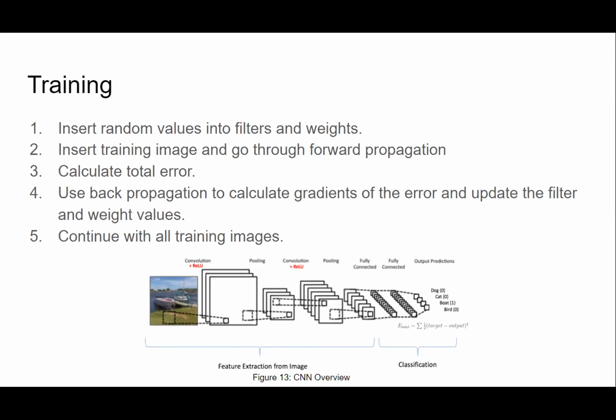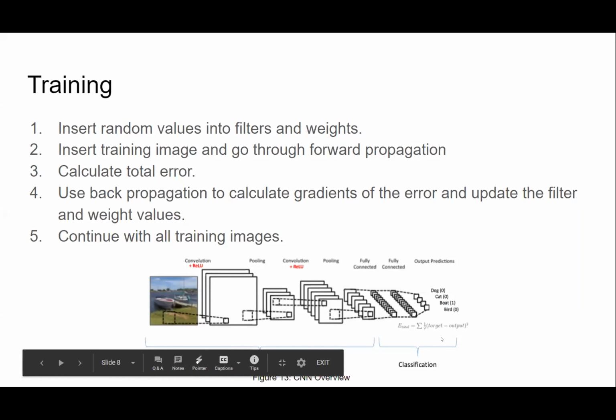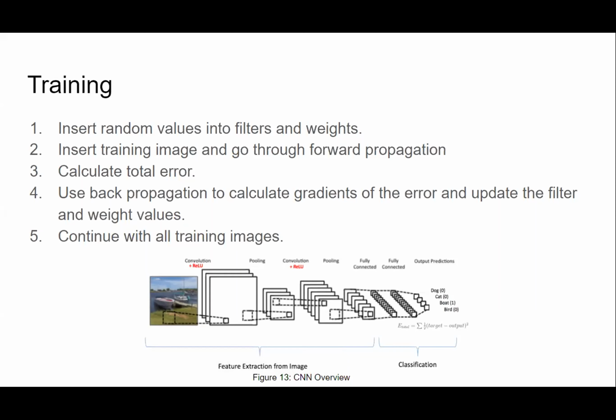So then you calculate the total error with this little equation down here. With that, you use back propagation to calculate the gradients of the error, and then that'll update the values inside the filter, the weights, and the biases within the nodes. And then after that, you just repeat with other images until it's able to be accurate the majority of the time.